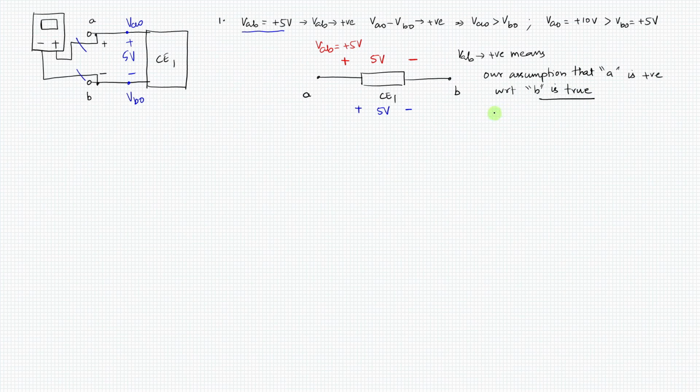There might be a case when you are doing a connection like this, and you might get a negative value. You might get VAB equal to a negative value. What does that mean? It means our assumption that A was positive with respect to B is wrong, and actually B is positive with respect to A.